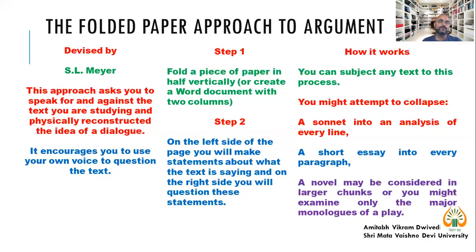So how will you do that? There are two steps. First step is you need to fold a piece of paper in half vertically, or you can create a Word document with two columns. This is the first step. The second step is on the left side of the page, you will make statements about what the text is saying, and on the right side, you will question these statements.